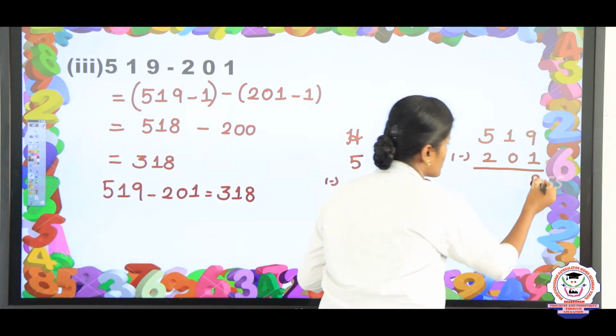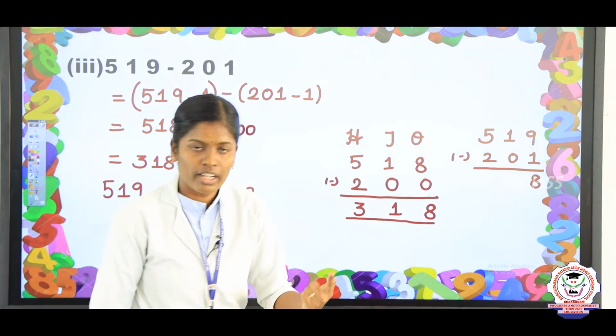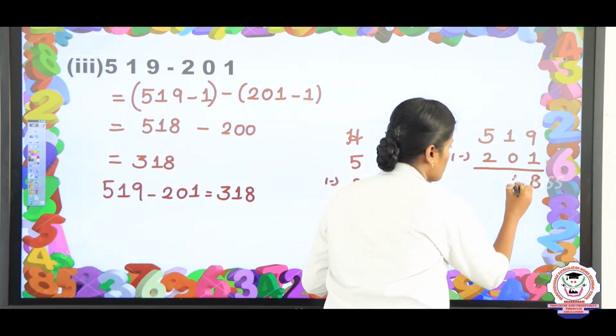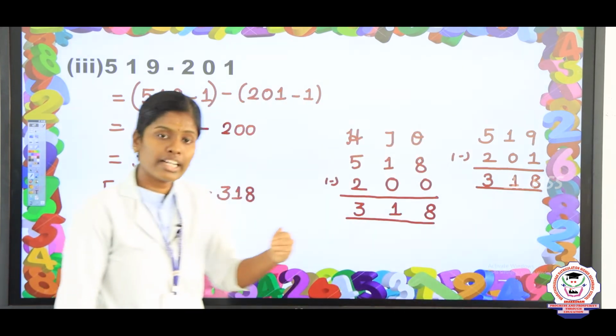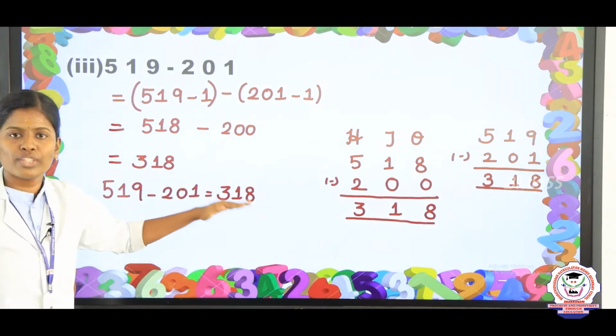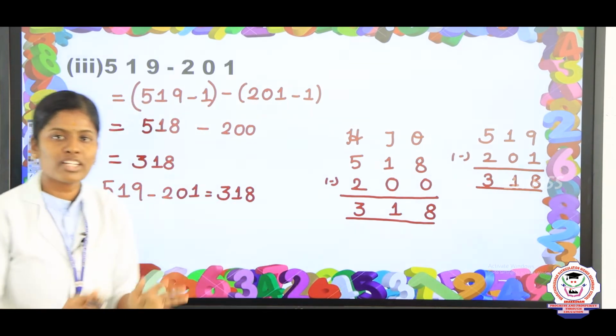Next, 1 minus 0, the answer is 1. Right, here 5 minus 2, the answer is 3. Here we got the answer 318. So here too we have 318. So our subtraction is correct.